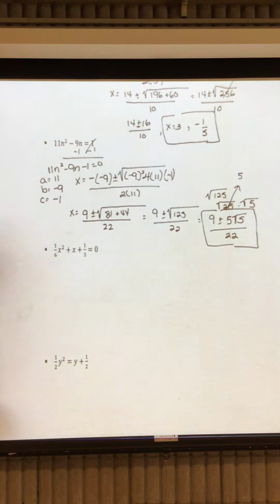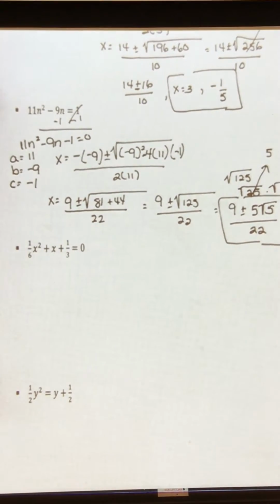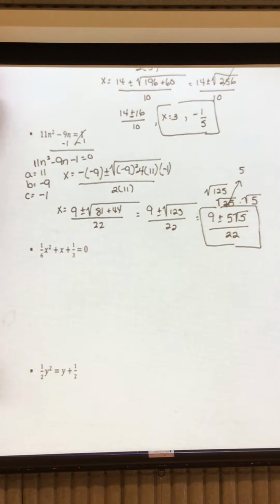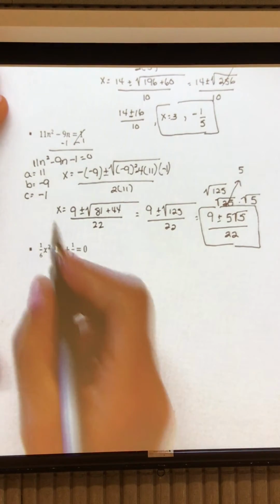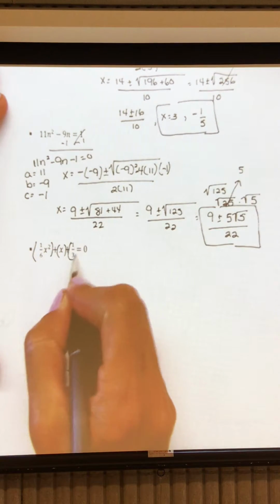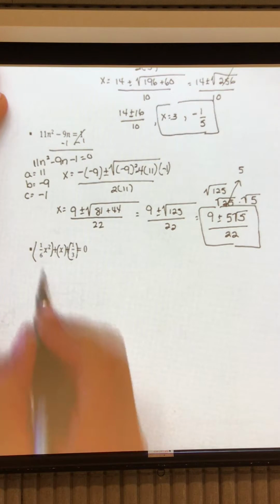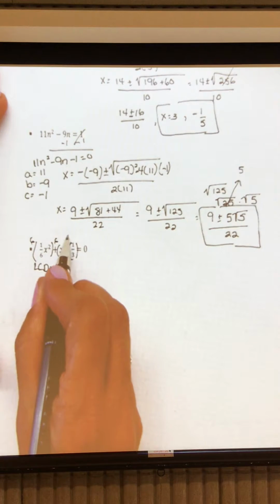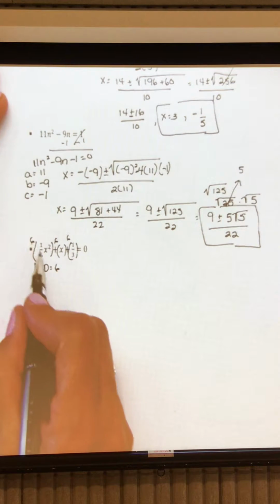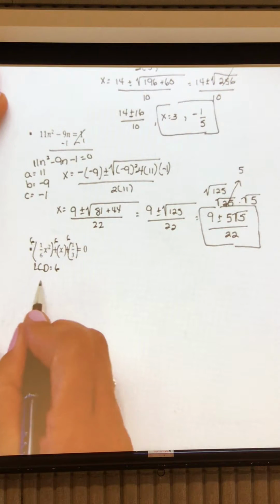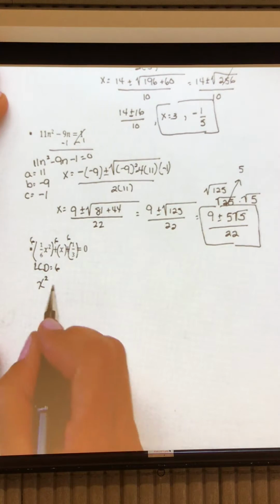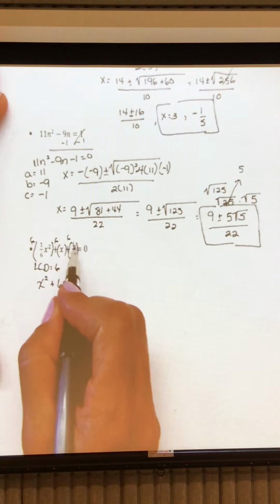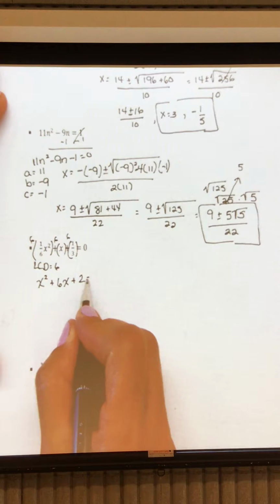Third part of number 1. Here we have a fraction, so the easiest way to solve this quadratic equation is to get rid of these fractions, and to do that we have to multiply each term by our least common denominator, and our least common denominator here is 6. So we multiply each of them by 6. When we do that, we have 6 times 1, which is 6 over 6, becomes 1x squared plus 6x, plus, and here you have 6 times 1, which is 6, divided by 3 is 2.